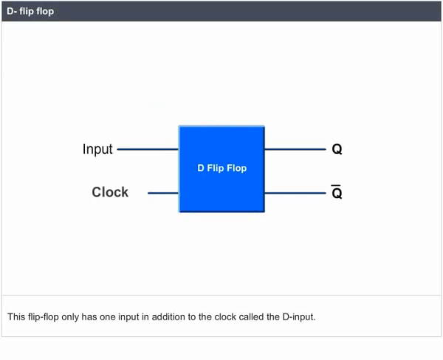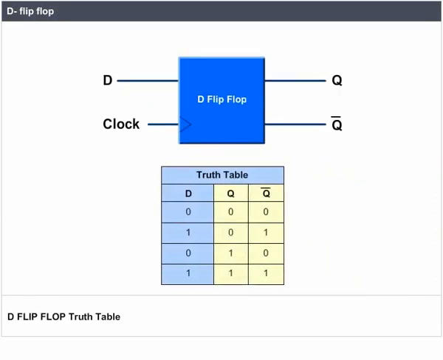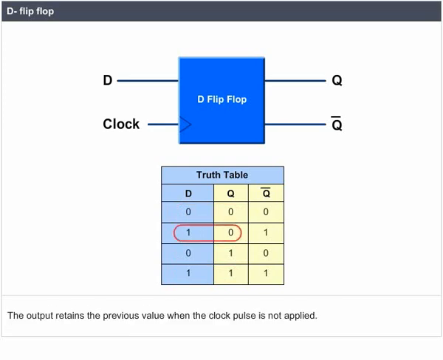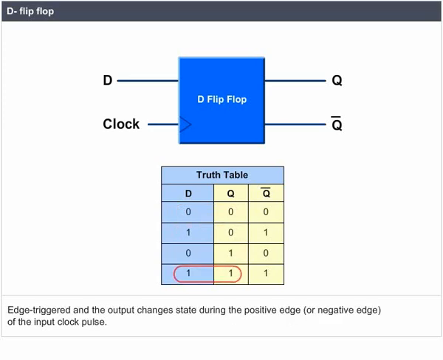D flip-flop. This flip-flop only has one input in addition to the clock, called the D input. D flip-flop truth table. Note that whatever is on the D input when the trigger occurs is output at Q. From the truth table, it is clear that the input D is transferred to the output Q on application of a clock pulse. The output retains the previous value when the clock pulse is not applied. Edge triggered: the output changes state during the positive edge or negative edge of the input clock pulse.